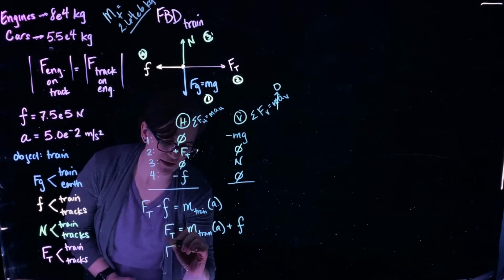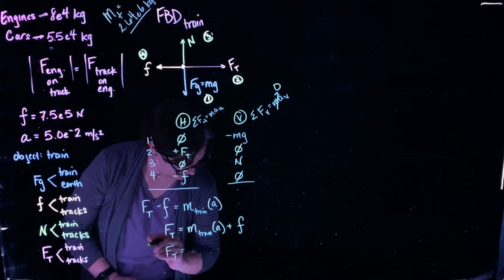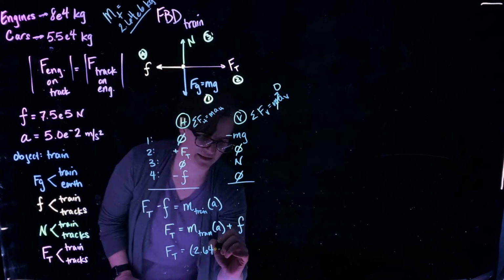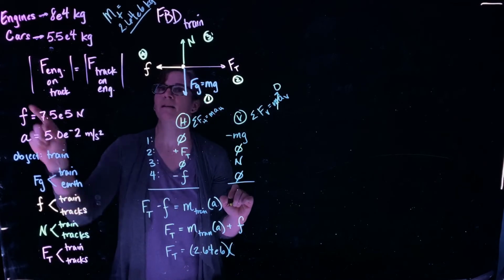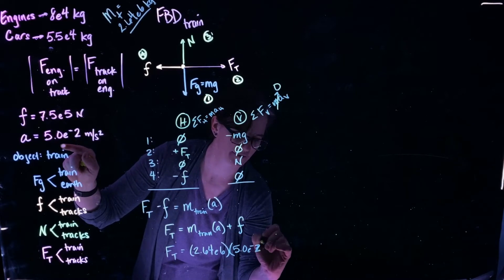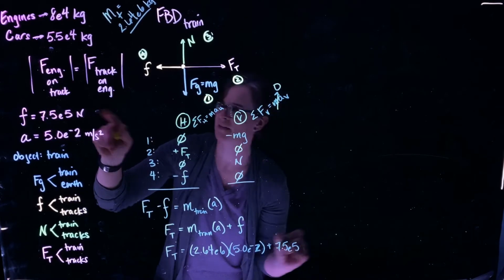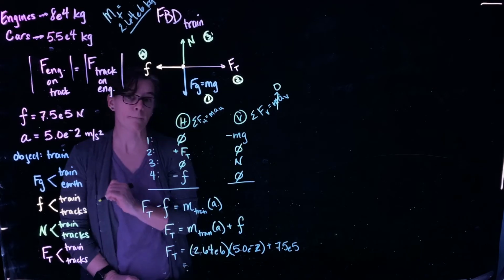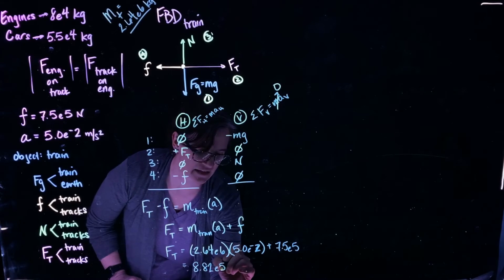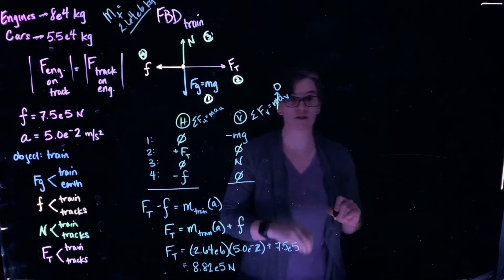So I get the force of the track on the engines is equaling 2.64 times 10 to the 6th times the acceleration of 5.0 times 10 to the minus 2 plus my frictional force of 7.5 times 10 to the 5th, and I get this total force on the train as 8.82 times 10 to the 5th newtons. That's the net force of the track on the engine.